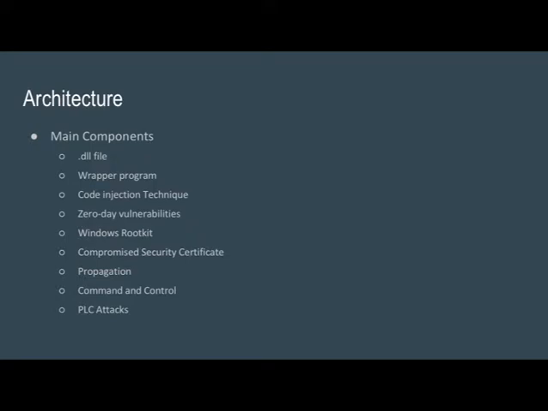I think the two most interesting parts of it were actually the zero-day vulnerabilities it used to escalate its privileges, and then what was called a Windows rootkit. That interfered with the Windows operating system so that the files of Stuxnet themselves weren't able to be seen. It had a compromised security certificate as well.